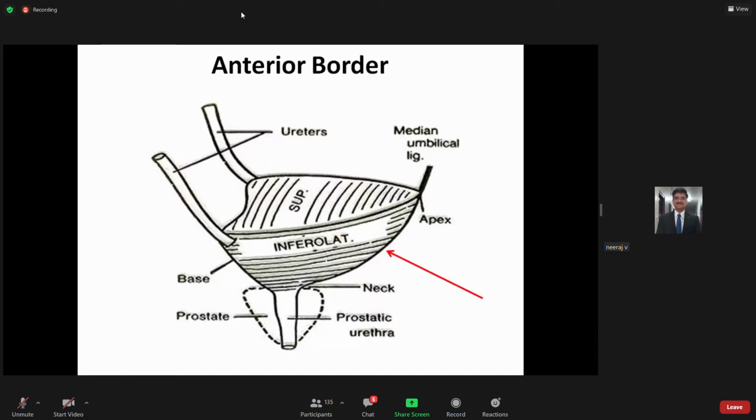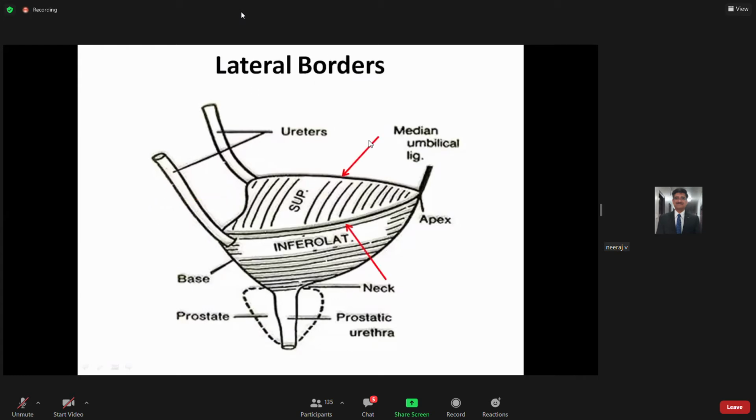So if we look at the surfaces and the borders, the apex and your neck, the border between them is your anterior border. Now between the two ureters is your posterior border. You can see over here. The border which runs between your apex and the most dependent part, which is your neck, is the anterior border of the urinary bladder. The border which runs between the two openings of the ureter is your posterior border.